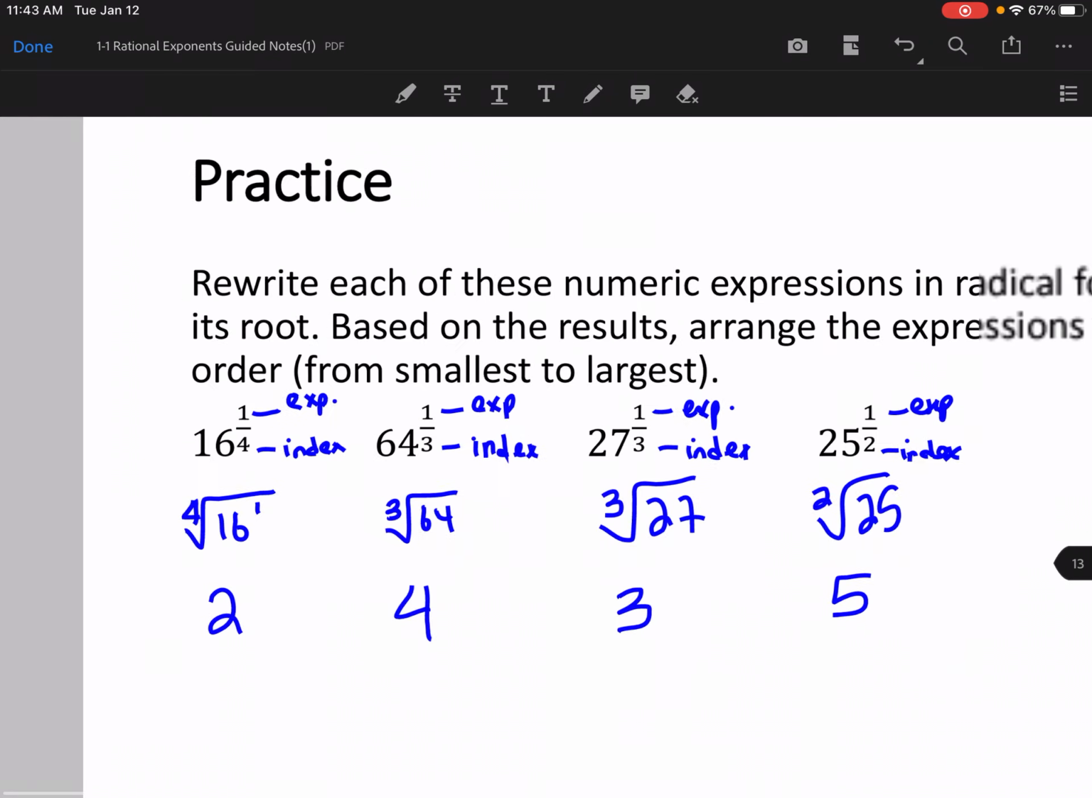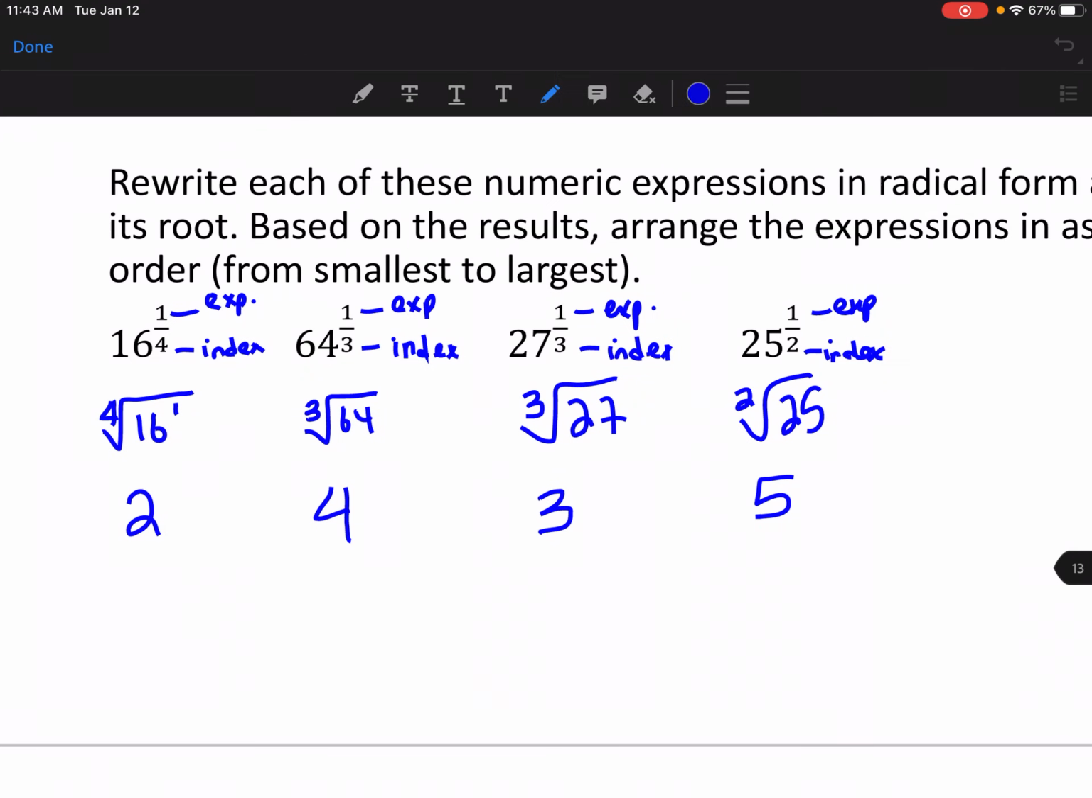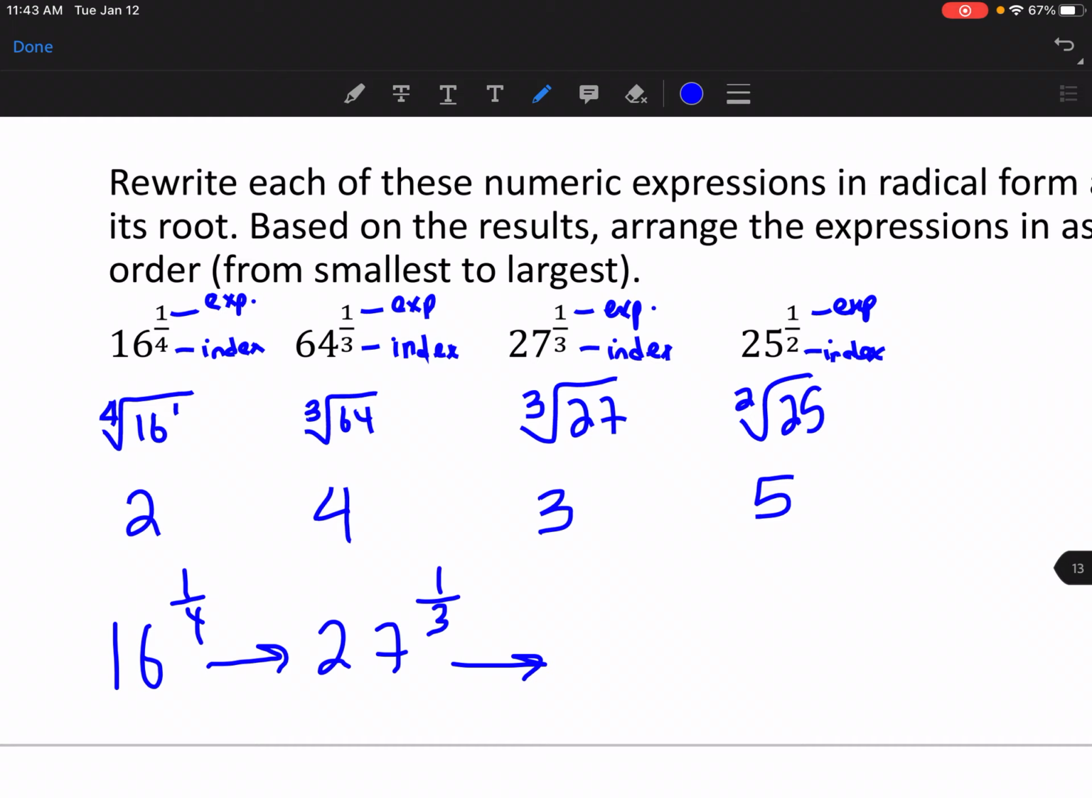So to rewrite this in ascending order, the smallest number, which is 2, is 16 to the 1/4. And then my next number, 3, is 27 to the 1/3. Our next number is 4, which is 64 to the 1/3. And then lastly, the last number, 5, is 25 to the 1/2. So from the smallest to largest.